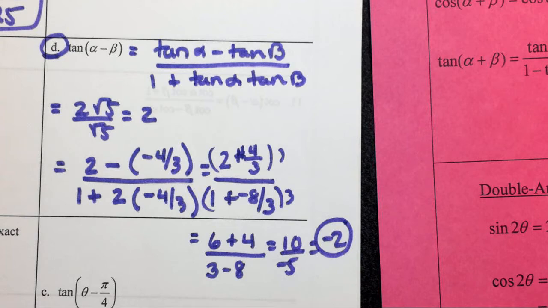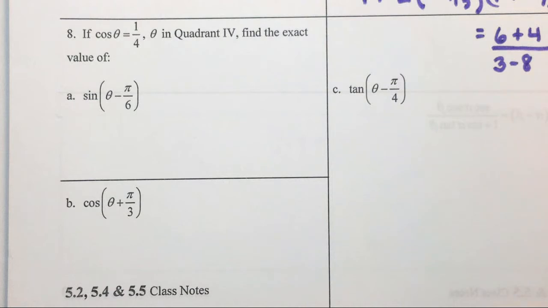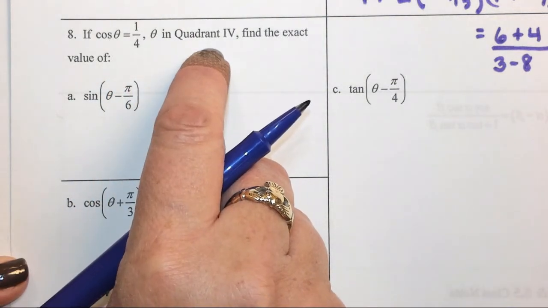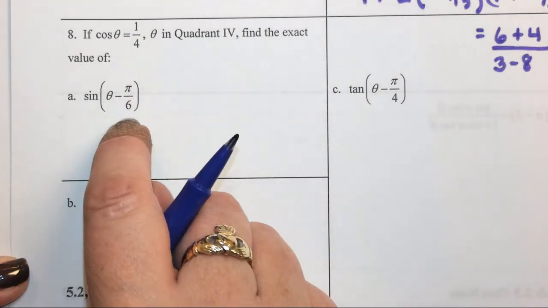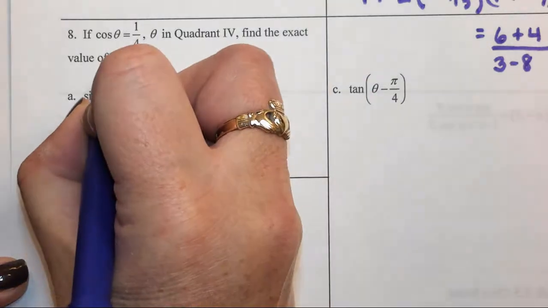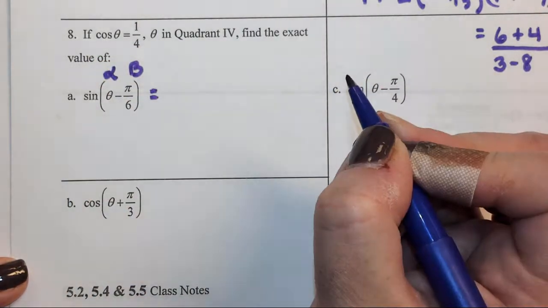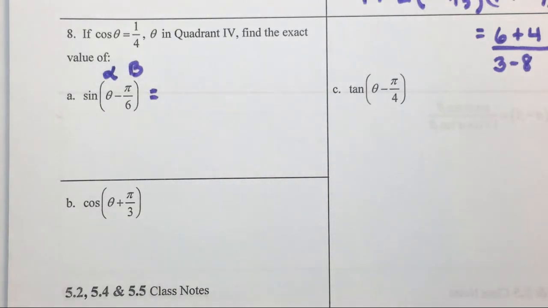All right? So we've done problems with a unit circle. We've done problems not on the unit circle. Sometimes they mix and match both. So for example, cosine of theta is equal to 1/4 and theta is located in quadrant 4. Find the exact value of sine of theta minus pi over 6. Here's your alpha, here's your beta. So this is going to mix and match unit circle and triangle all in the same problem.